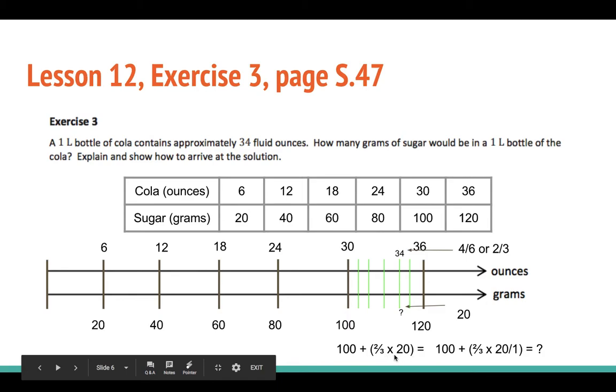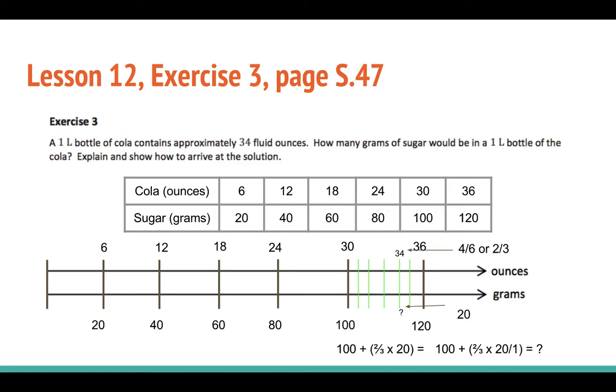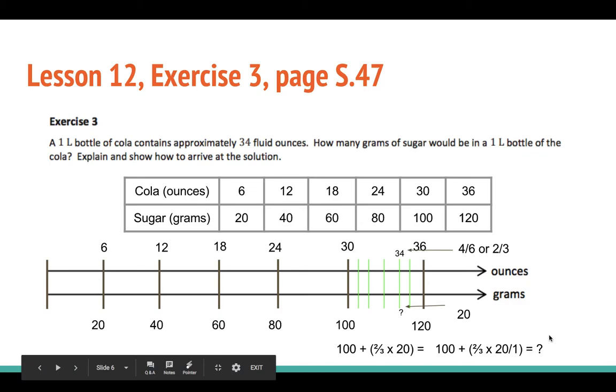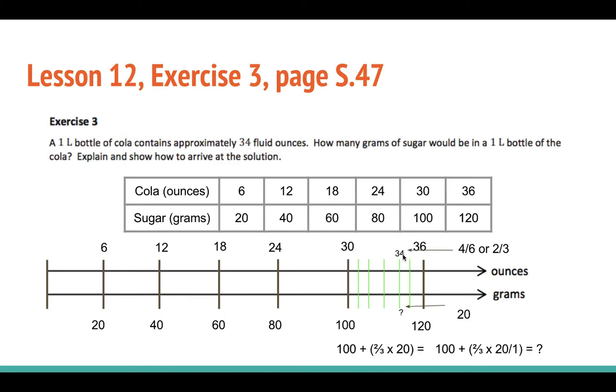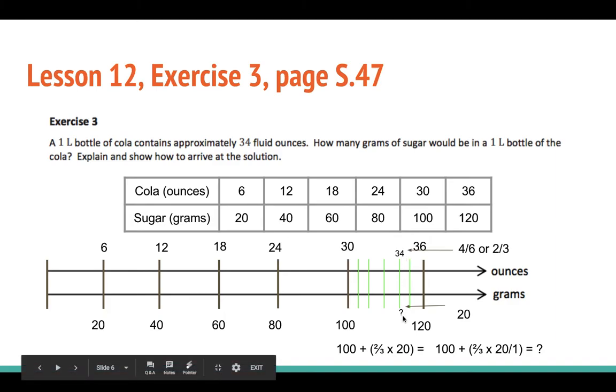So solving for that, 100 plus 2/3 times 20 equals 100 plus 2/3 times 20 over 1. Remember when you are multiplying with fractions, if you have a question about how to multiply with fractions, please write your name on the board and I will help you out with that. Whatever your answer is here will tell us how many grams of sugar there are in 34 ounces of cola, or a 1 liter bottle.